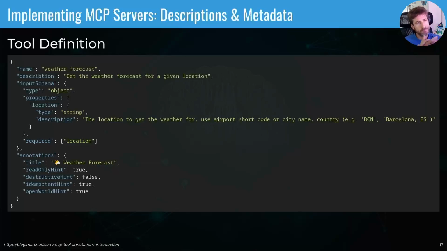So whenever your MCP server exposes some tools, the client and eventually the LLM is going to receive this JSON with the tool definition. The JSON contains some metadata for the tool: the name, description, the input schema, and then also some annotations.